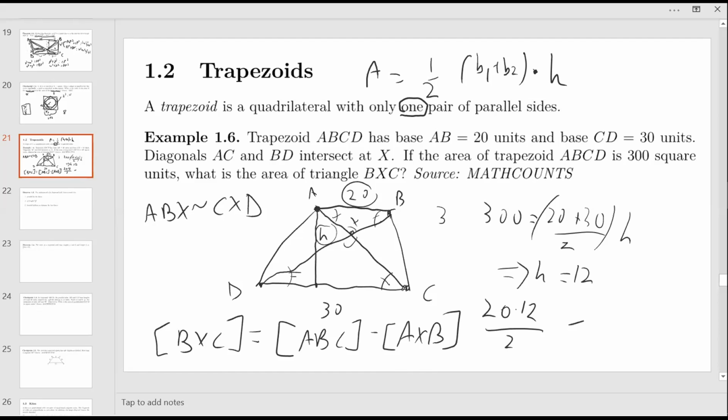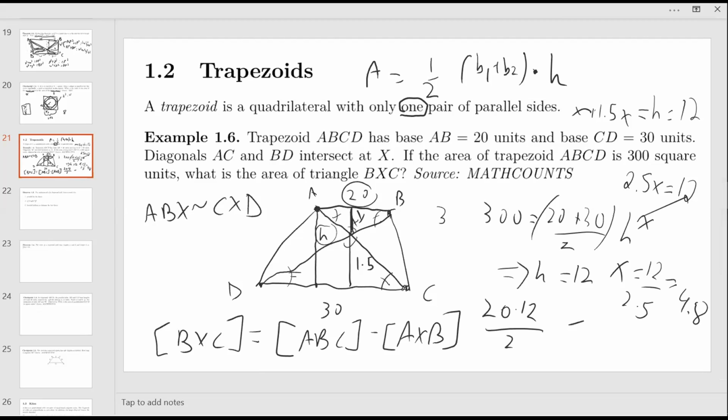So that means the height of this triangle should be 50% more than the height of this triangle. So if we let this height be x, then this must be 1.5x. So we have x plus 1.5x should be equal to h, which is 12. So 2.5x is equal to 12. x is equal to 12 over 2.5, which is equal to 4.8.